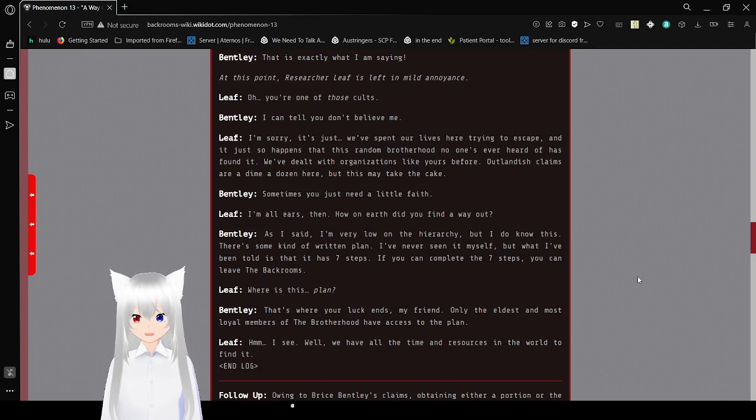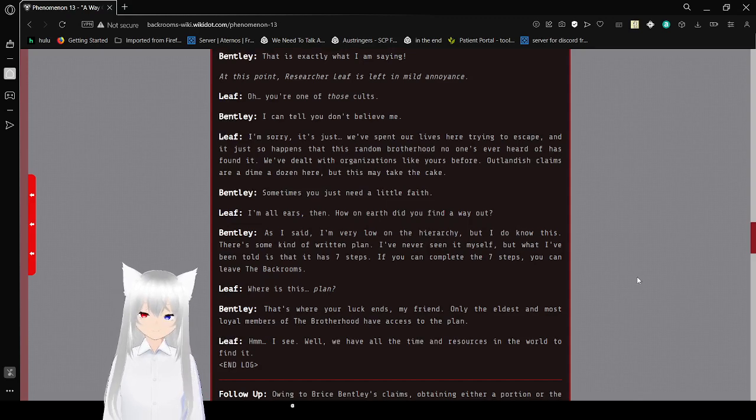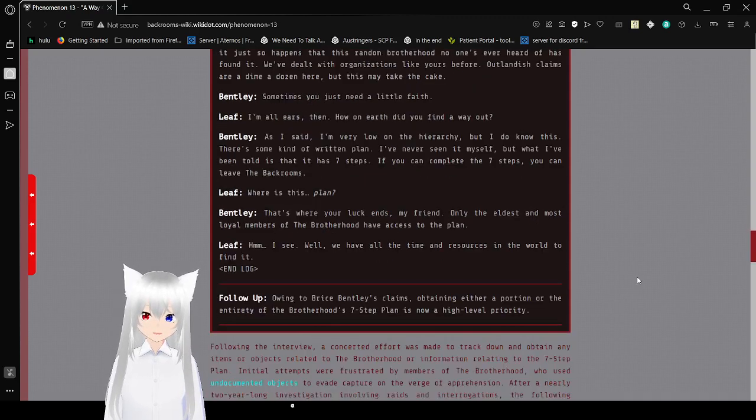I'm sorry, it's just, we spent our lives here trying to escape, and it just so happens that this random brotherhood no one has ever heard of has found it. We've dealt with organizations like yours before. Outlandish claims are a dime a dozen here. But this may take the cake. Sometimes you just need a little faith.